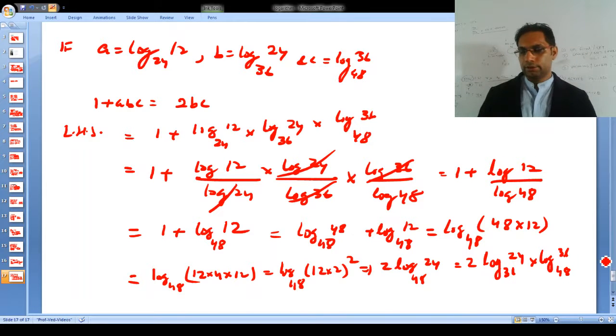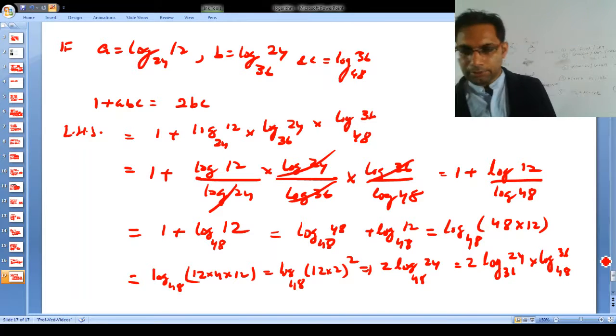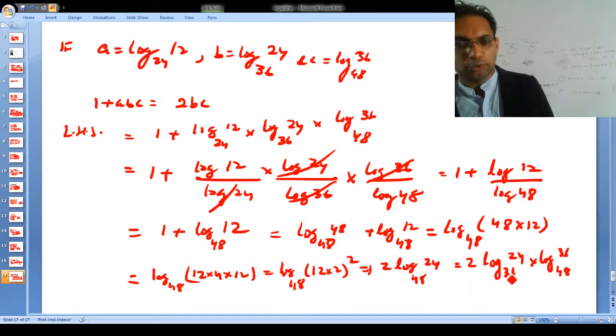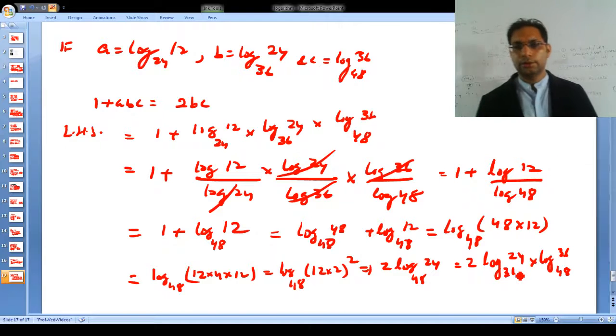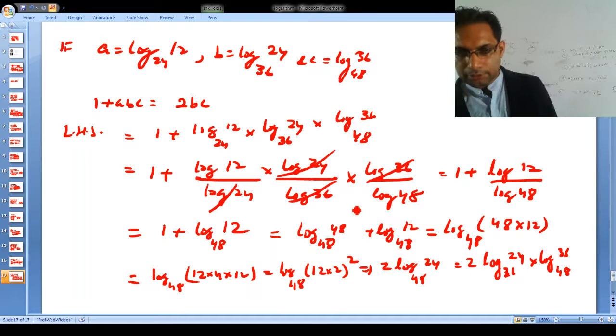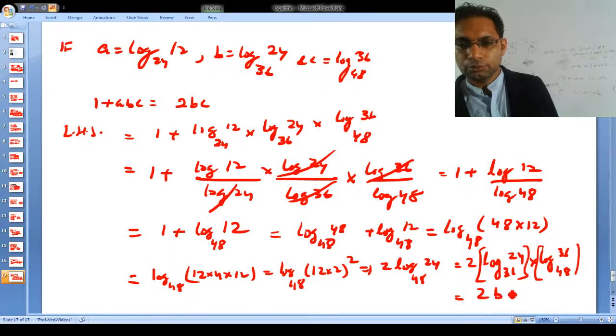We can write. How can we write it? Because log 24 to the base 36 will be log 24 by log 36 multiplied by log 36 by log 48. This we can write. 36 will get cancelled. Log 24 by log 48 is equal to log 24 base 48. It's exactly the same thing here. See this? Now can you see what this is? This is b, my friend. This one, this is c, my friend.